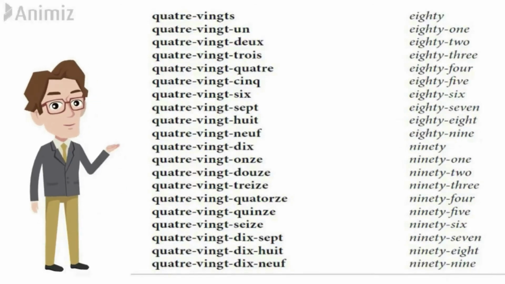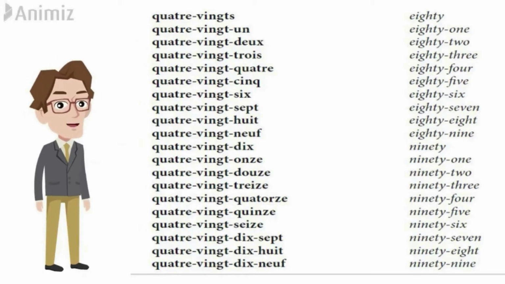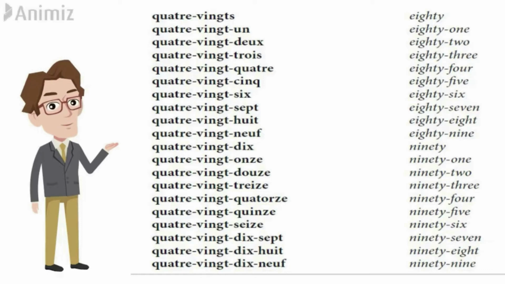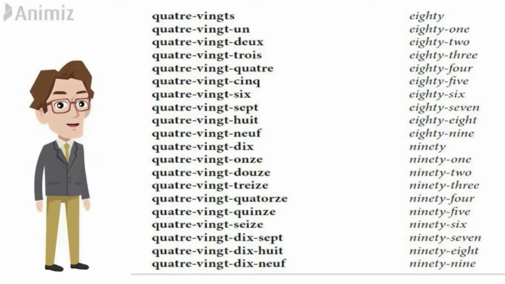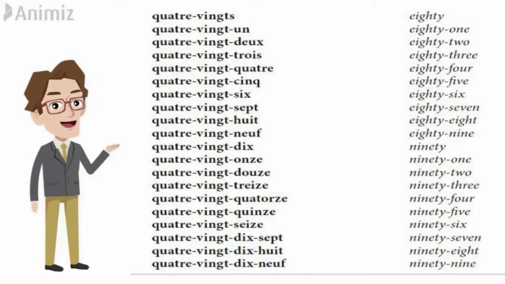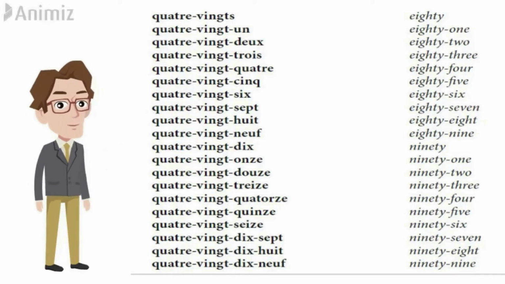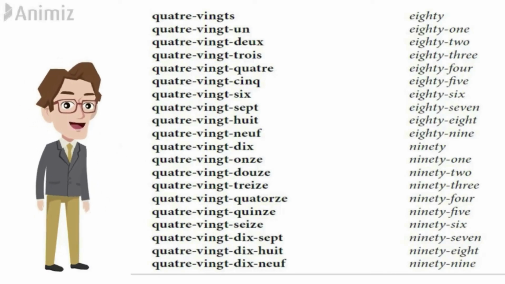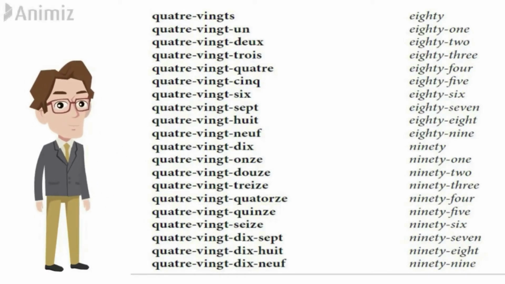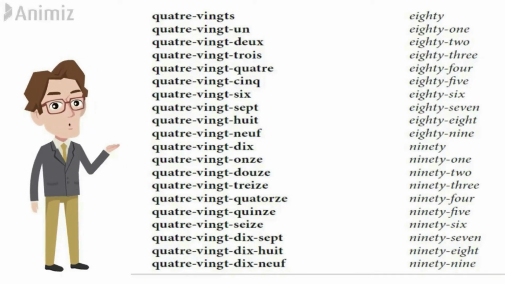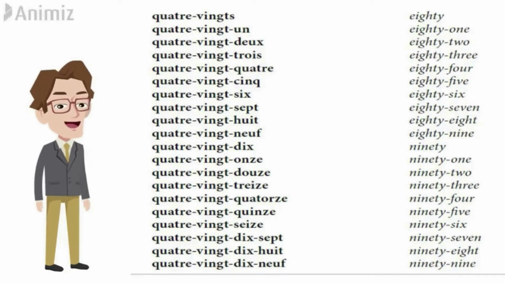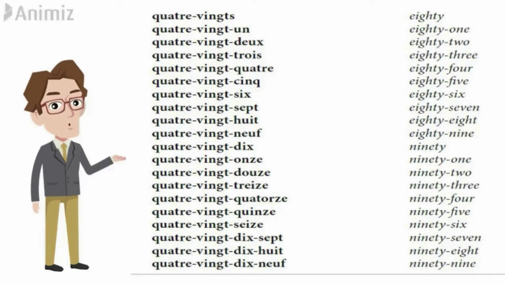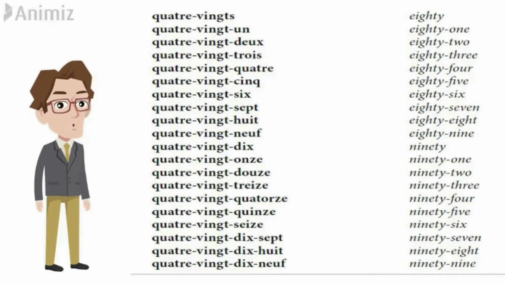so now from 80 to 99. What is 80? 80 is quatre-vingts. Quatre means 4, vingts means 20. So firstly we will put 4, then 20, so it's 80. So quatre-vingts, quatre-vingt-un, quatre-vingt-deux, quatre-vingt-trois, quatre-vingt-quatre, quatre-vingt-cinq, quatre-vingt-six, quatre-vingt-sept, quatre-vingt-huit, quatre-vingt-neuf, quatre-vingt-dix.